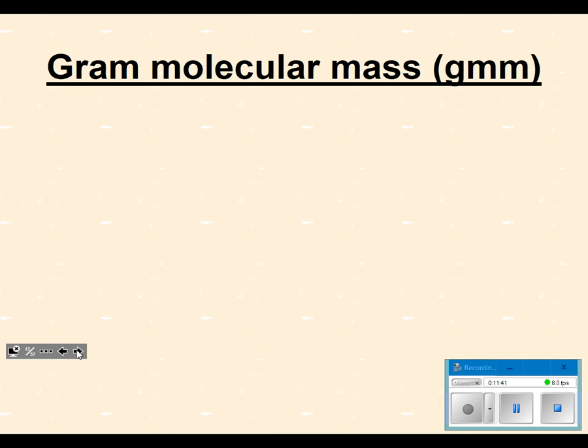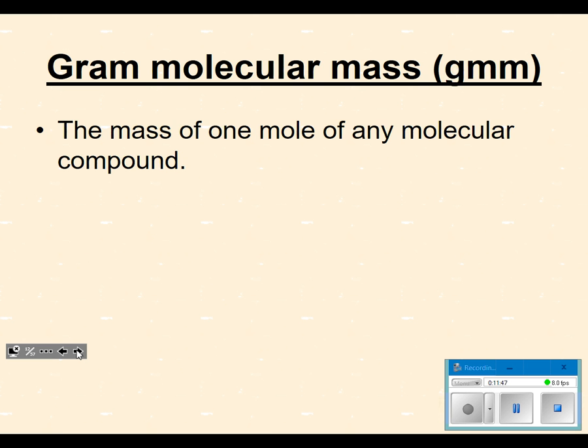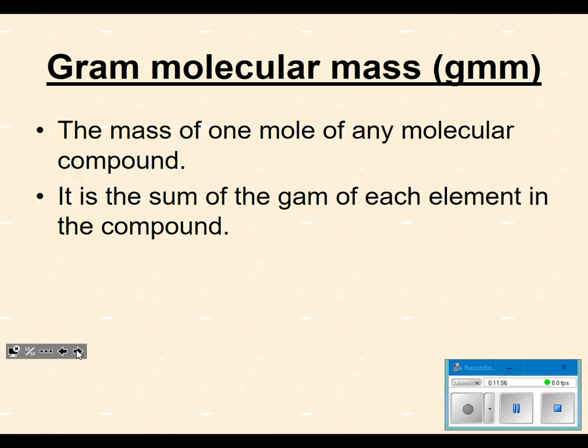All right, so now let's talk about the gram molecular mass, okay? So we just talked about the gram atomic mass, and that came off the periodic table. Well, the gram molecular mass is when we have a molecular compound, and it's going to be the mass that we use for 1 mole of it. So what we'll do is take all of the gram atomic masses of each of the elements, and we will take the sum of those. So we're going to add them all together.